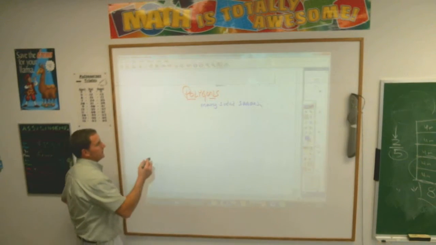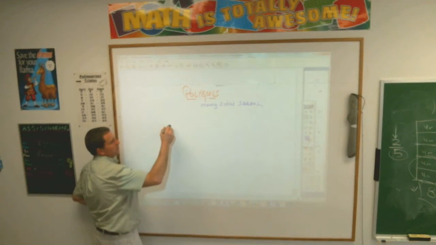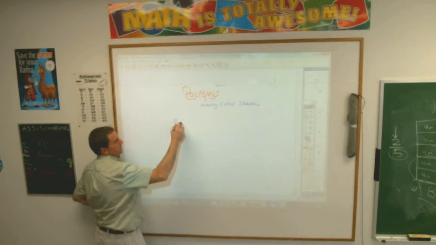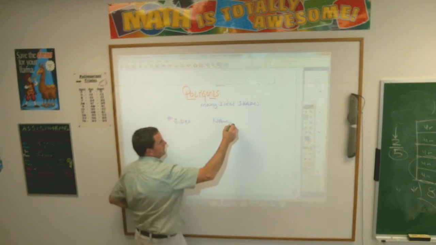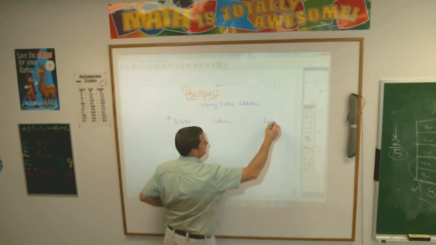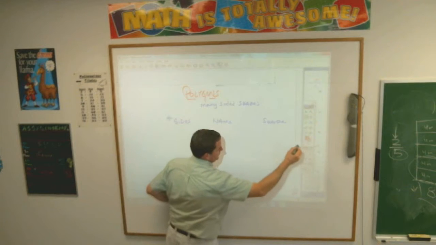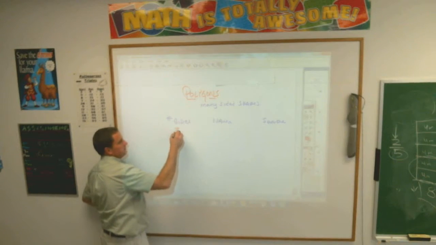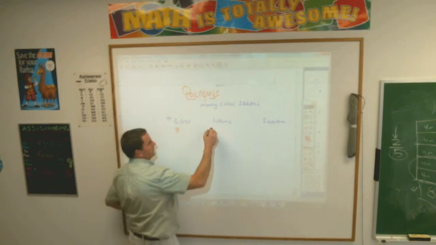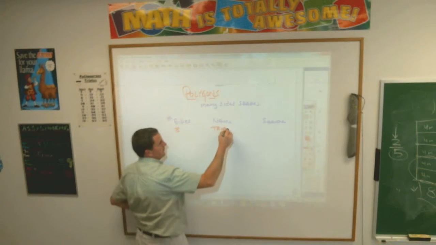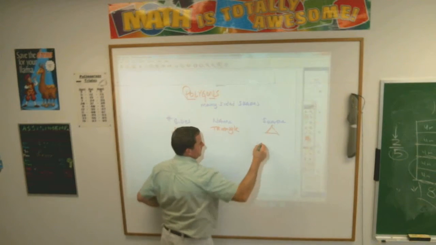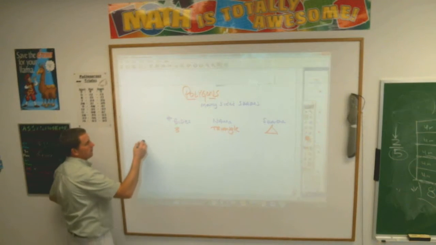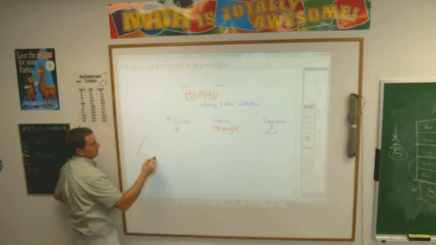A three-sided shape. Let's just draw it like this. Here's the number of sides, and then its name, and then its shape. I'll bet you probably know this. Something that has three sides we call a triangle, and its shape basically looks like this. And we need to make sure that we know that.